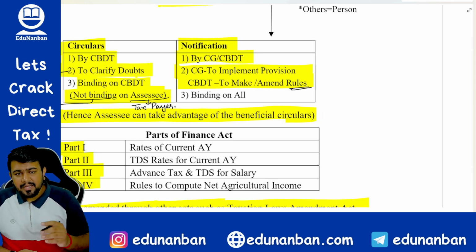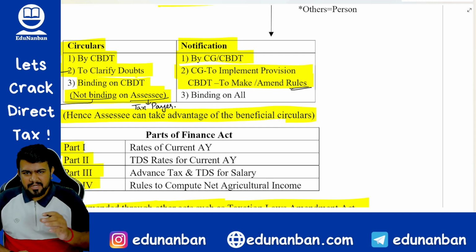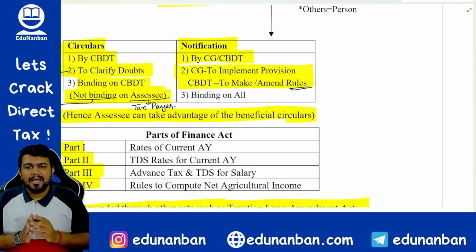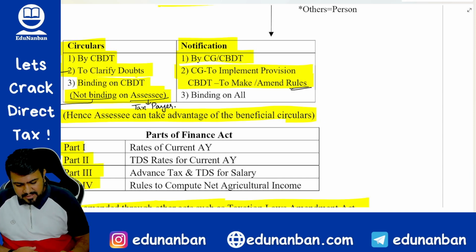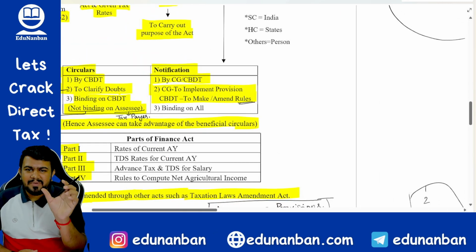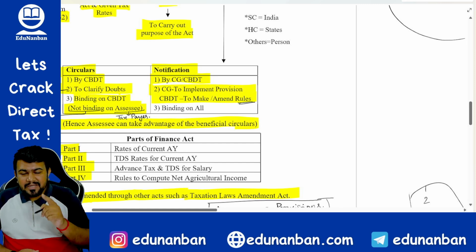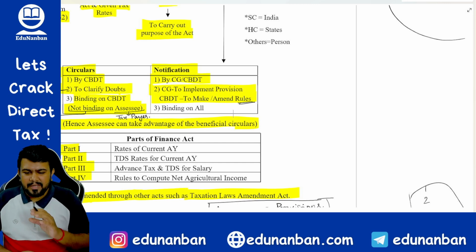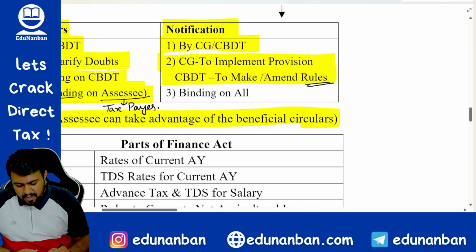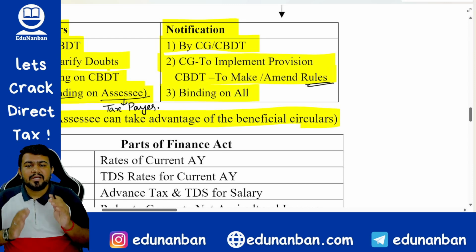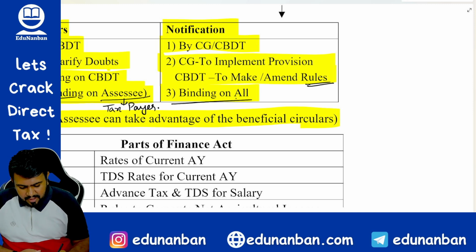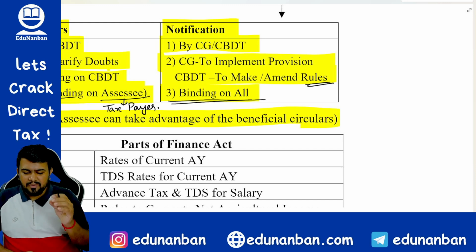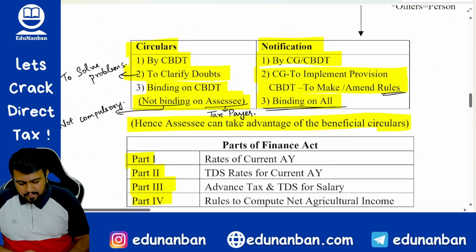Sir, but if a notification is given by CBDT, should we follow the notification? The answer is yes. Definitely you have to follow the notification, because in the act it will be given as "may be prescribed". It means what? CBDT has the official power to make the rules. Since they have the power to make the rules, and the rules will be brought out in the form of notification, you have to definitely follow the notification. Hence, it is binding for all. Binding for all.